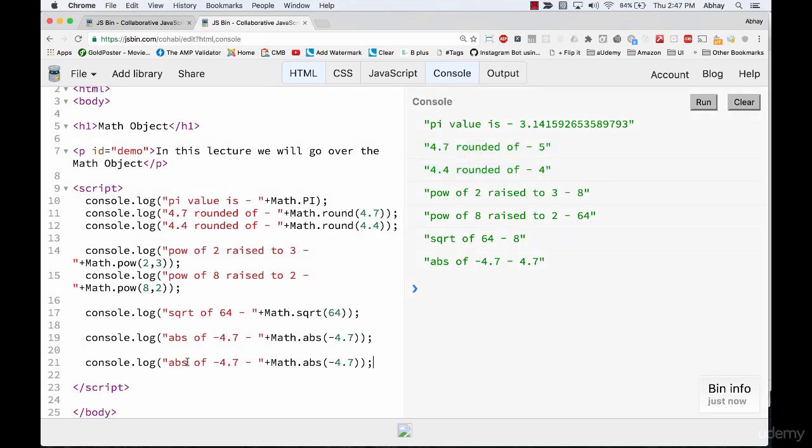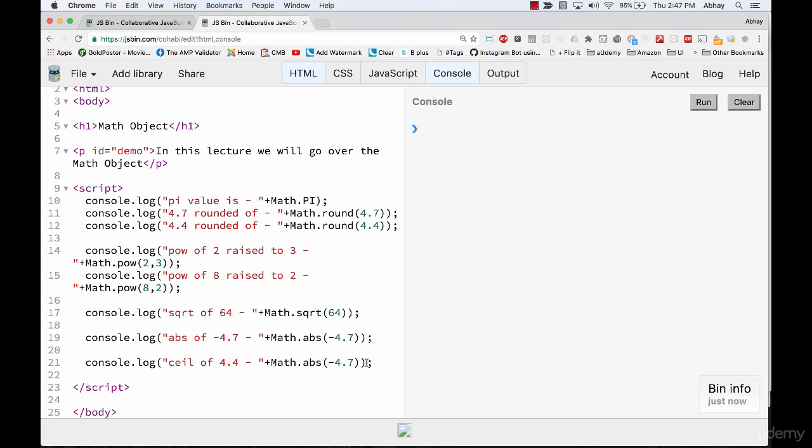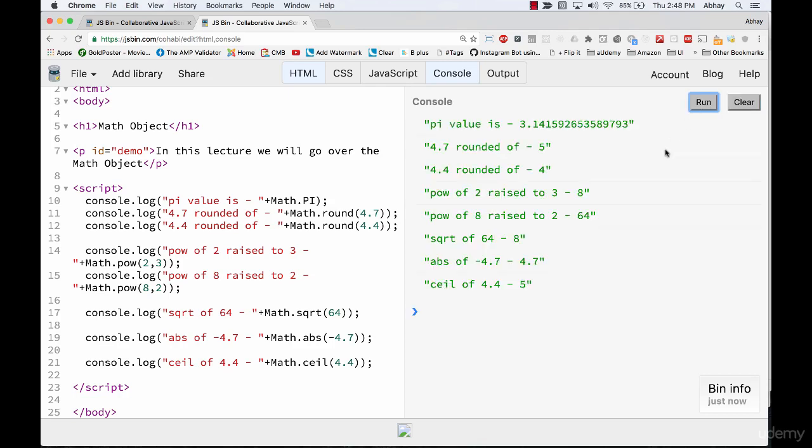Let's say by default you want everything to be on the upper side, which means even if you have a 4.2, you want it to be 5. So let's do the same example, 4.4, and let's do a ceil. If you would have done a round, the answer would be 4. But as we said, a ceiling, which means the upper value, takes the value of 5.